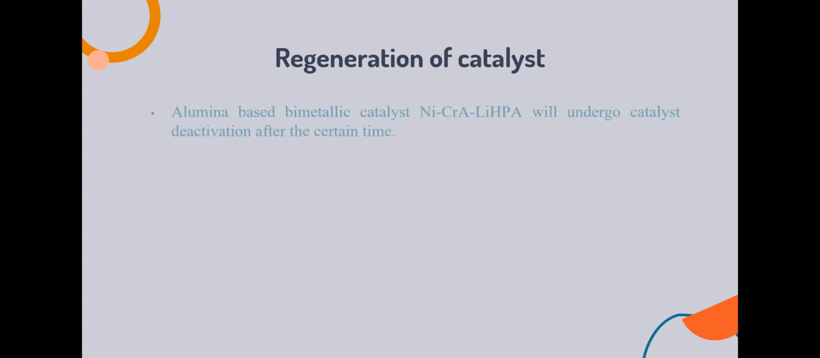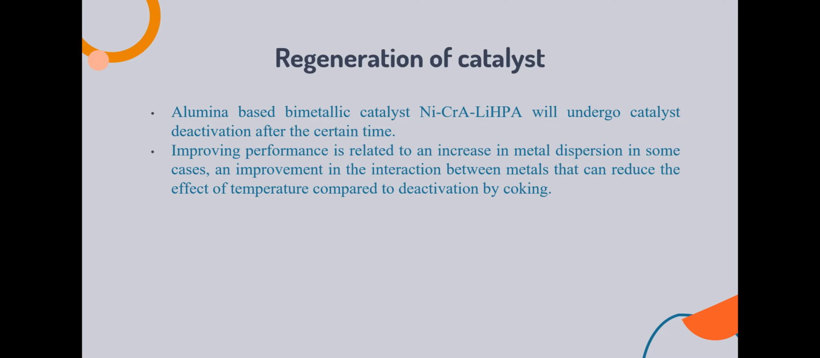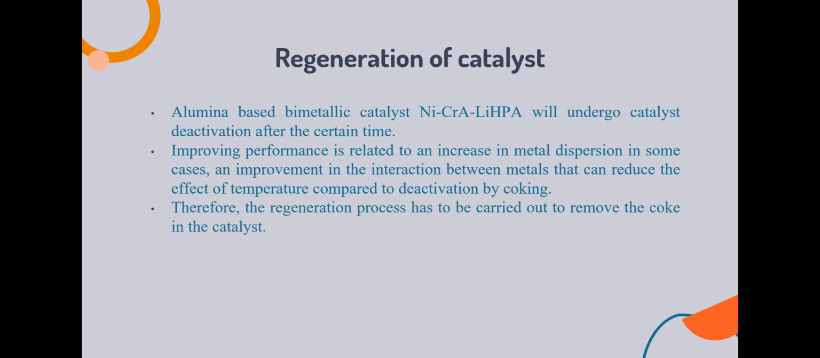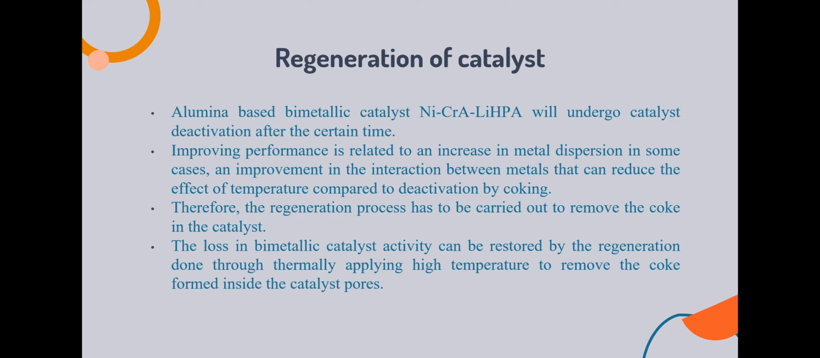As for the regeneration of catalyst, alumina-based bimetallic catalyst NiCrA LiHBA will undergo catalyst deactivation after a certain time. Improving the performance is related to an increase in metal dispersion in some cases, an improvement in the interaction between metals that can reduce the effect of temperature compared to deactivation by coking. Therefore, the regeneration process has to be carried out to remove the coke in the catalyst. The loss in bimetallic catalyst activity can be restored by the regeneration done through thermally applying high temperature to remove the coke formed inside the catalyst pores.